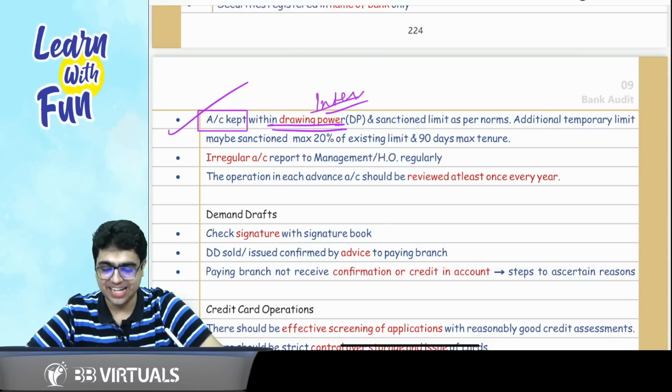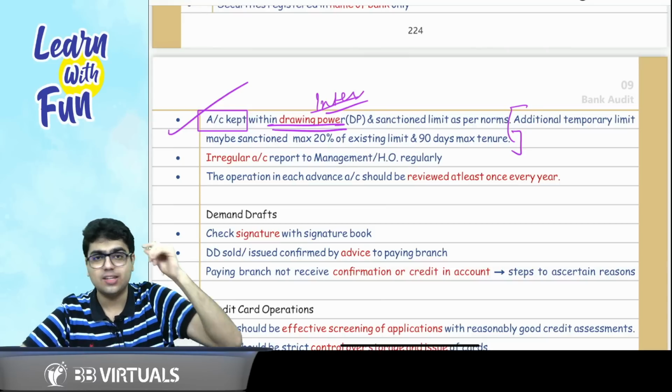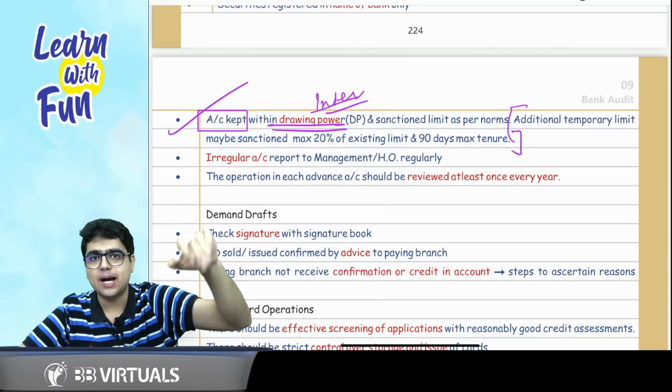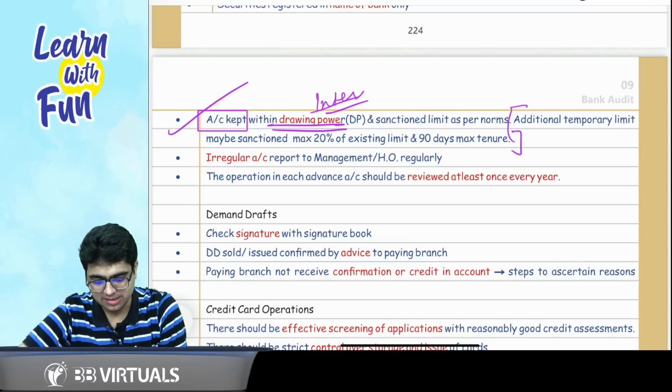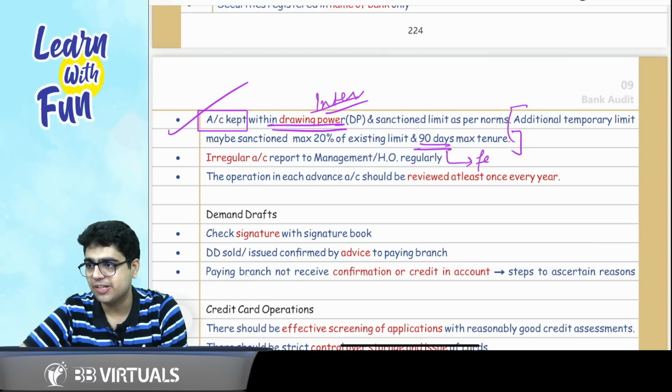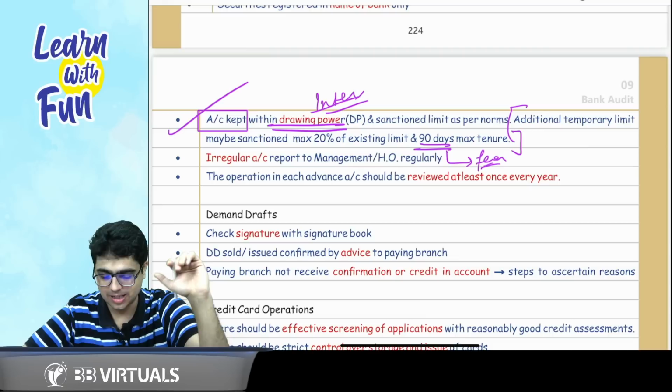So accounts should be kept within the drawing power and sanction limit as per the norms. But additional limit, this is a new point for CA final. It is not there in intermediate. Additional limit up to 20% can be given, but maximum for 90 days, because after 90 days, banks become fearful. After 90 days, an account becomes an NPA.